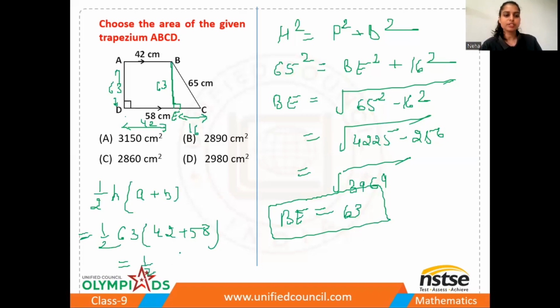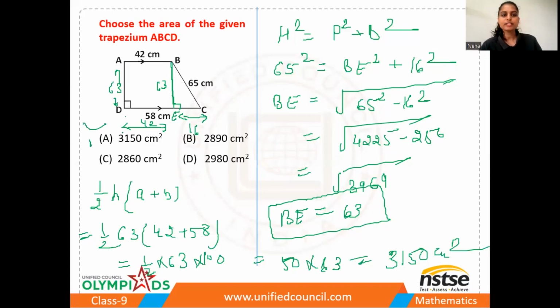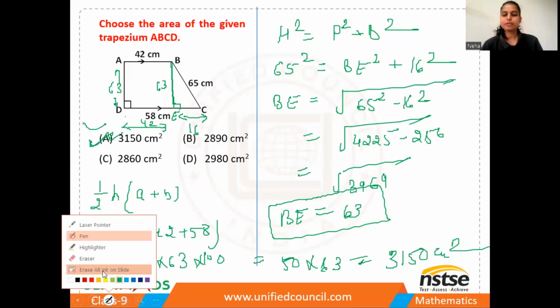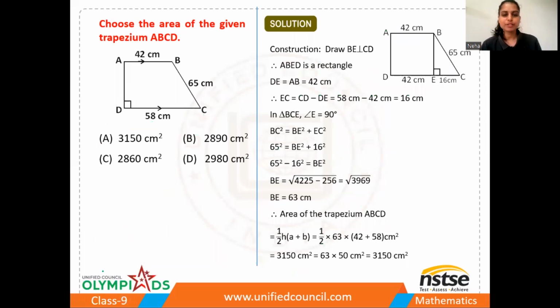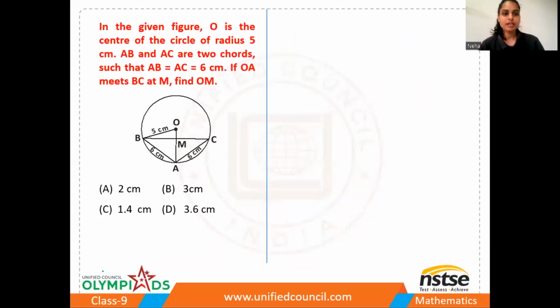Half into 63 into 42 plus 58, which is 100, so this is 50 multiplied by 63, which is equal to 3150 centimeter square. I can see 3150 centimeter square in option A. So yes, option A is the right answer. Perfect. Alright, let me show the detailed explanation of this question. Now the next one.